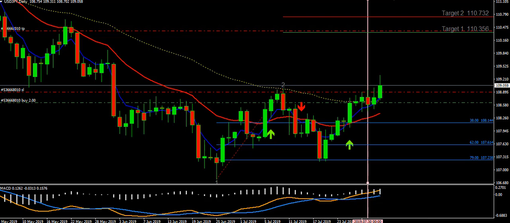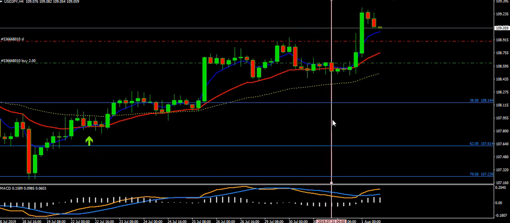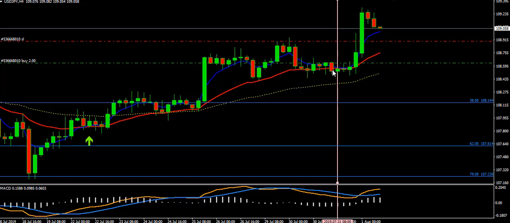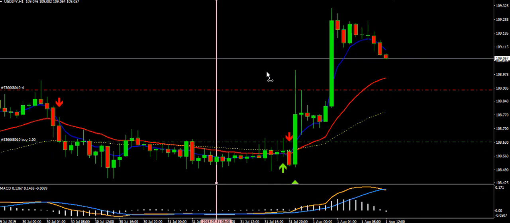So I went to the 4-hour chart and I had a look. Okay, now I know where I was. Somewhere here. So as at yesterday, I saw this and I knew that it was only a matter of time before the market took off. So I went lower. I went to the 1-hour chart and this is what I saw.